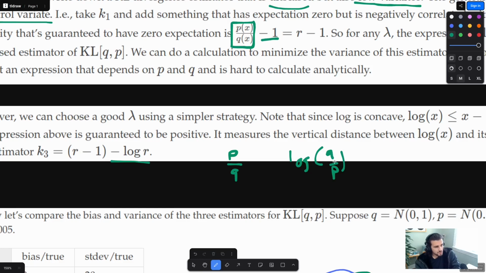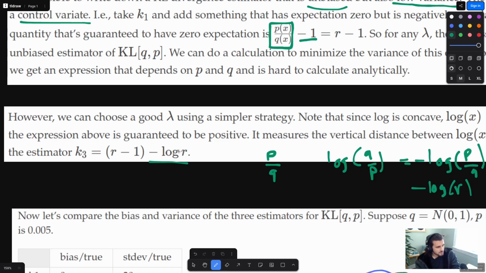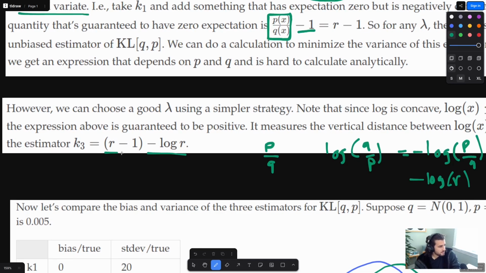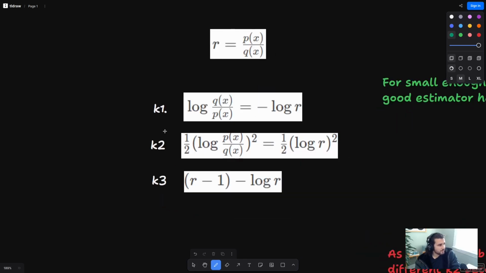But if you switch these two, it will be similar to having minus log of p on q. And this is our ratio r, so it's going to be minus log of r here. And then we have our r over there also, r minus 1. So it's this quantity, this estimator that is unbiased, has high variance of the KL divergence, plus this control variable. So that's our K3.